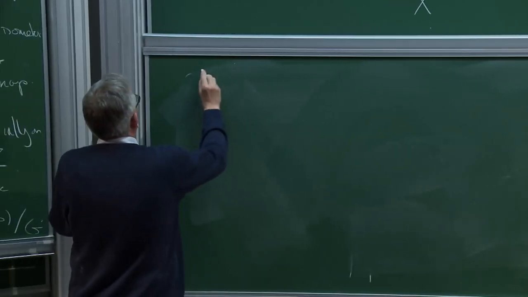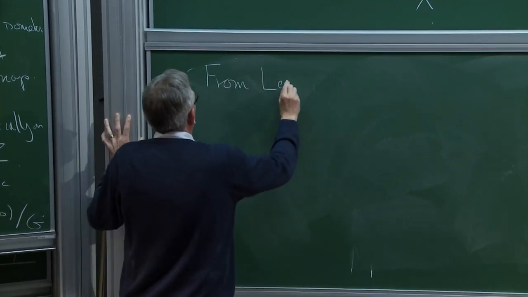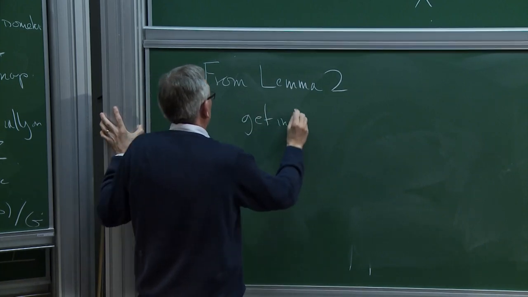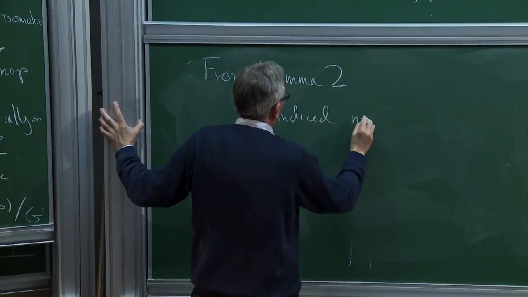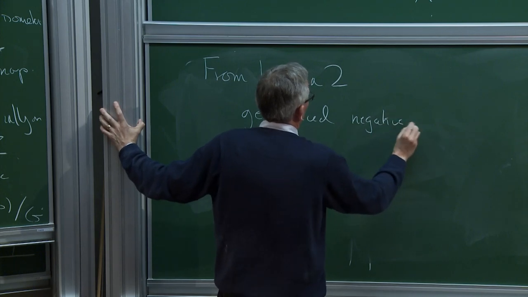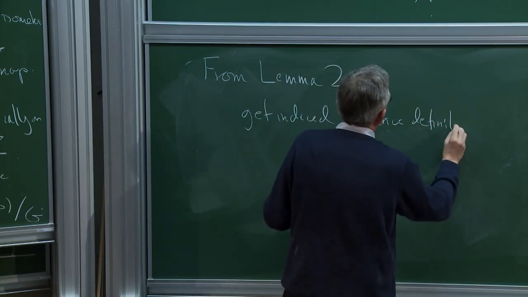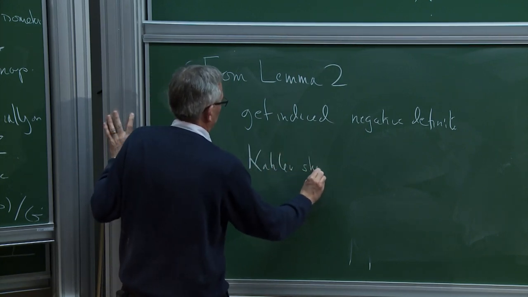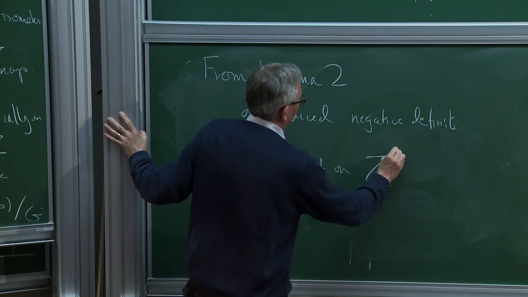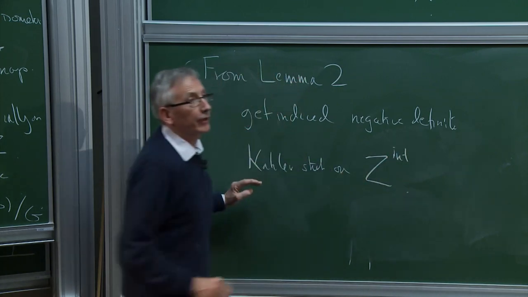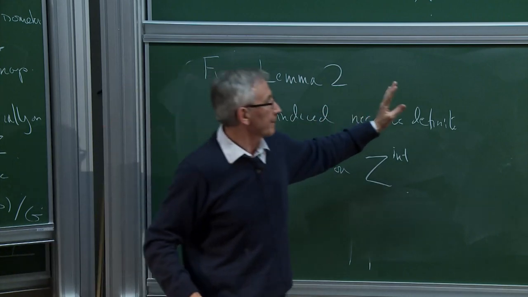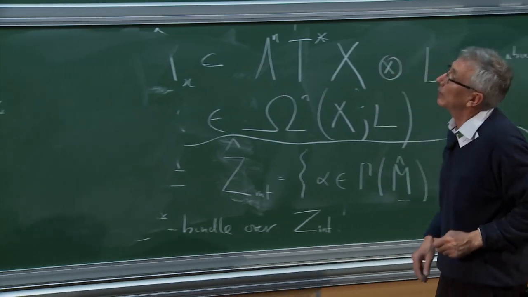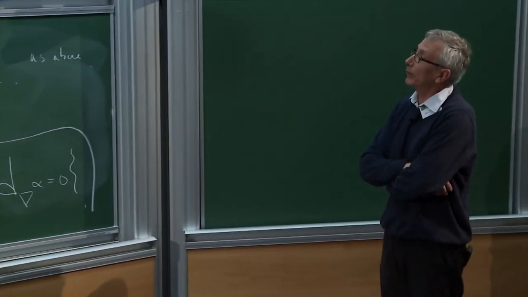So from lemma two, we get an induced log sign convention negative definite, because we can multiply it by minus one, the positive Kähler structure on this space Z int. So the point of the talk, which is all I have time for, is to say the main point and then stop.